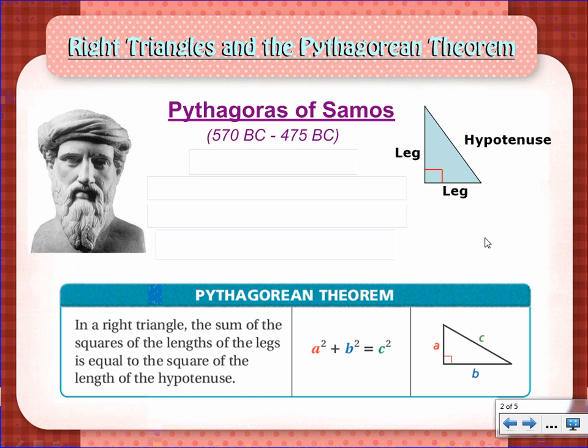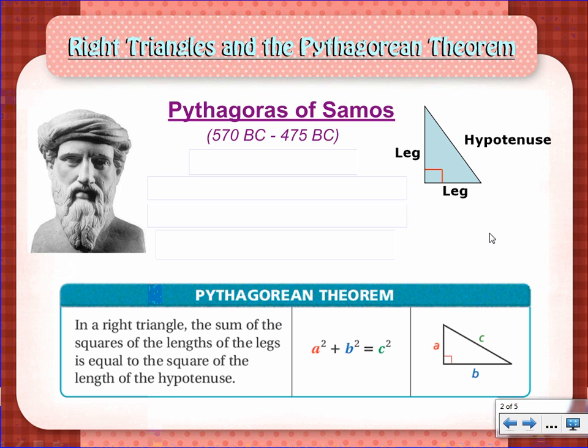The Pythagorean theorem states that in any right triangle, the squares of the lengths of the legs, a squared plus b squared, will equal the square of the third side, the square of our hypotenuse. So if a and b are our legs, c is our hypotenuse, then we know that a squared plus b squared will have to equal c squared. That's the Pythagorean theorem.